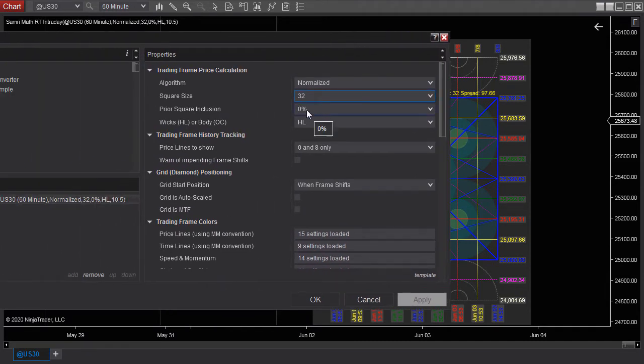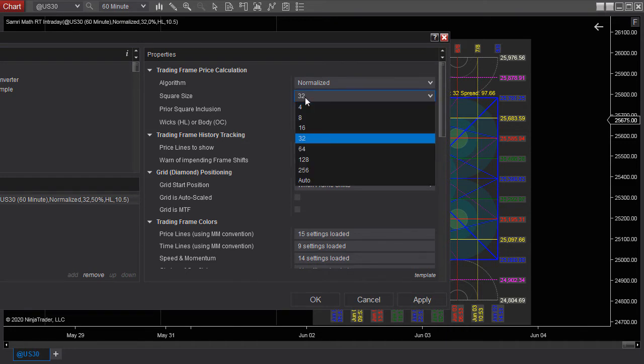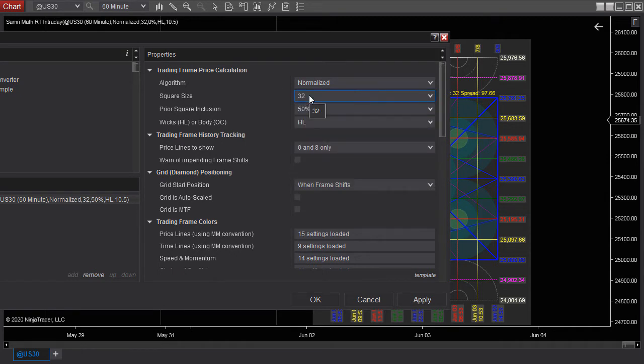Now, if you want prior square inclusion, what this means is I don't want just the 32 bars. I want 32 plus 50% of the bar before that. So you're taking 32 and half of 32 is 16. So you're looking back effectively 48 bars. Now remember, 48 is not one of the standard frame sizes, but some people for some reason prefer to use that. I included that at their request.